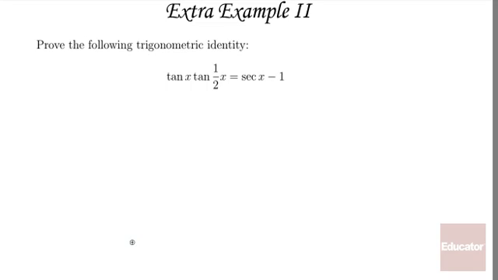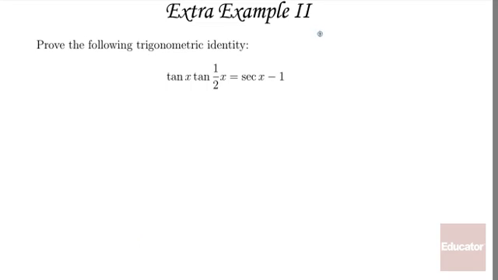So let's try one more example here. We have to prove a trigonometric identity involving some half-angle formulas. Tangent x times tangent of 1/2 x is equal to secant x minus 1. So this one's a little tricky, but it's going to be a lot easier if you remember an example we did in the earlier part of the lecture where we figured out a trigonometric identity for tangent of 1/2 x.